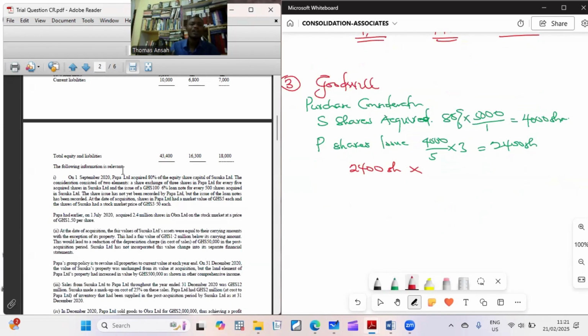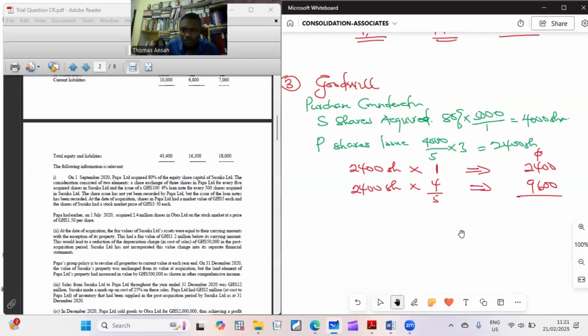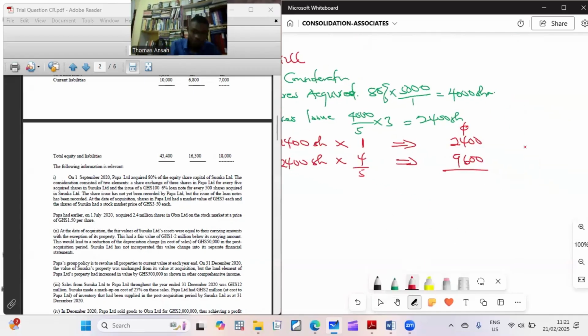So if you want to know the one that will go to the stated capital, you can just multiply everything by 5. But if you want to know the one that will go to the stated capital, you will have 2,400 cedis. Don't forget, everything is in thousands already. Then the balance on it, 4, because total was 5. 4 by 4 will give you 9,600. And so the total purchase consideration will give you, so plus 2,400, that is 12,000.